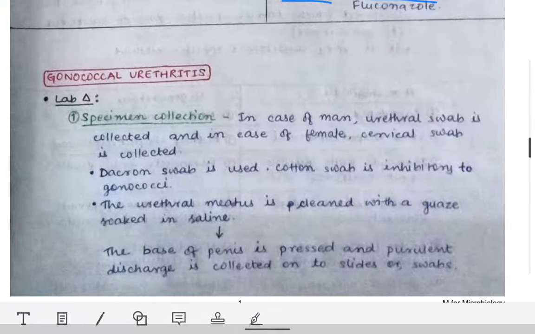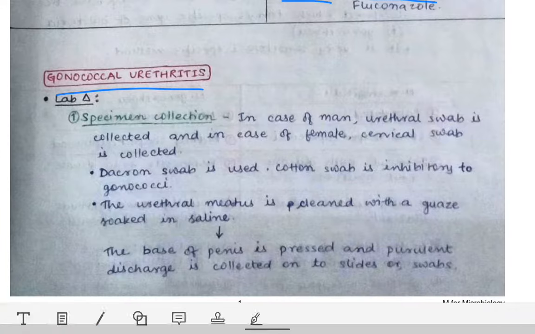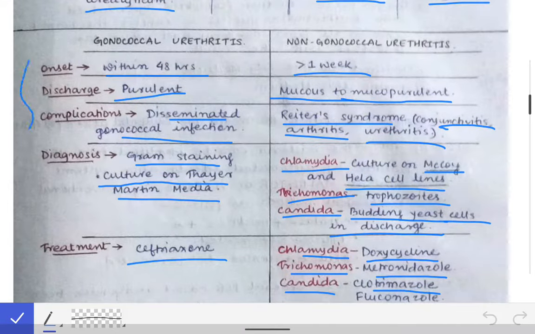Coming to gonococcal urethritis, first we'll see about gonococcal urethritis. Gonococcal urethritis is caused by gonococcus, the onset will be less than 48 hours, and the discharge will be purulent. Based on these features, we can diagnose whether it is gonococcal or non-gonococcal urethritis.